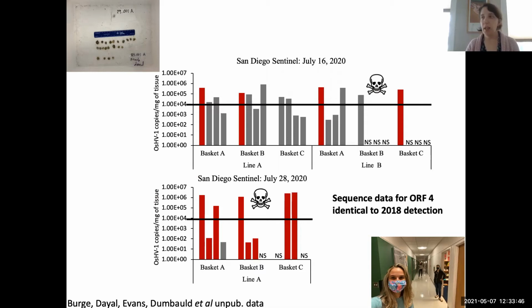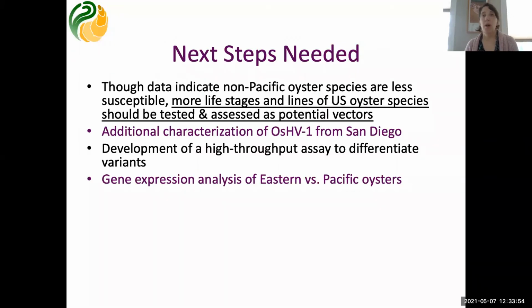And our sequencing, as well as sequencing from the US National Reference Lab, showed it was identical to the 2018 detection. So what are our next steps in working on this system? Though data indicate non-Pacific oyster species are less susceptible, we really haven't looked at the very susceptible life stages, the little guys. I have done some additional trials, but I think more work needs to be done.